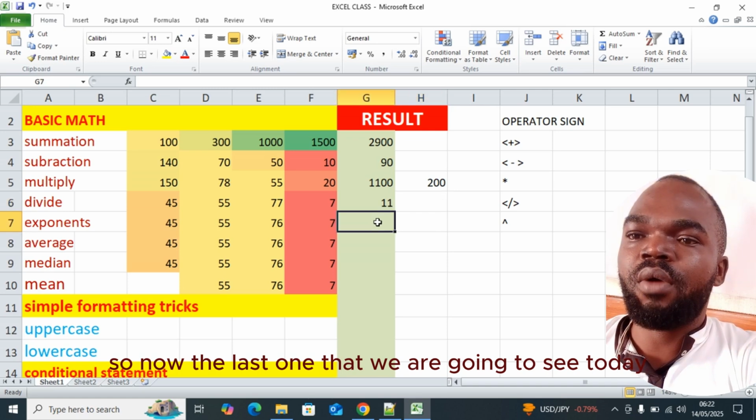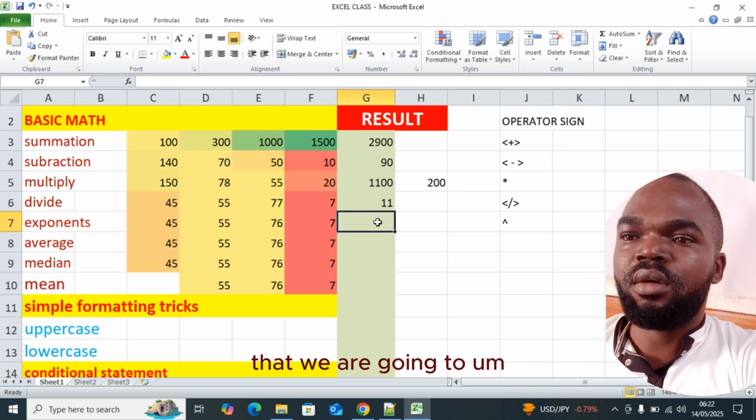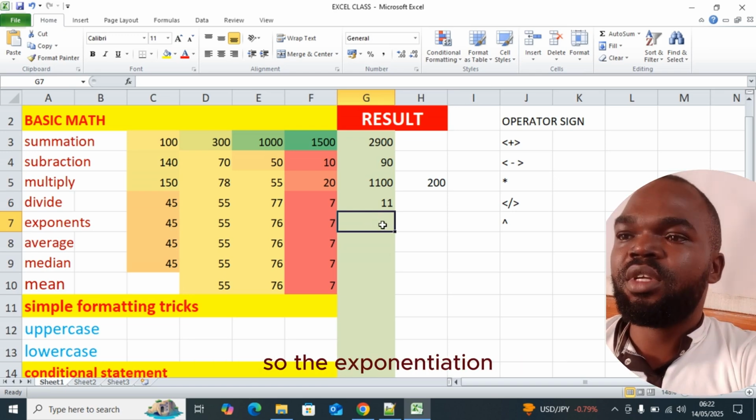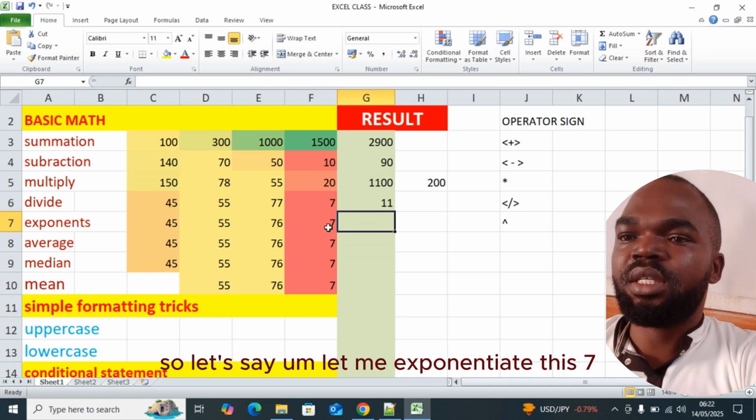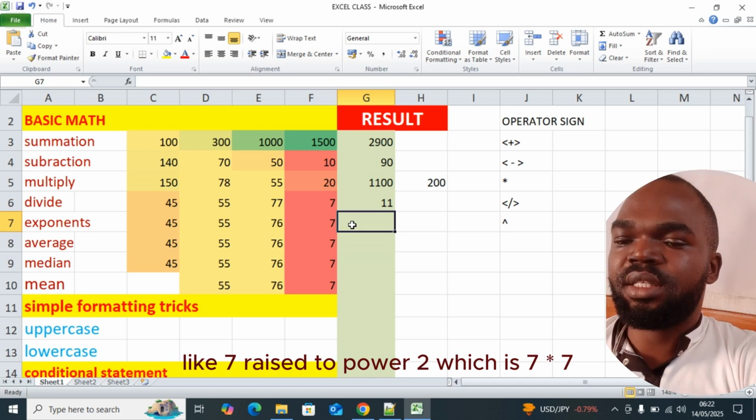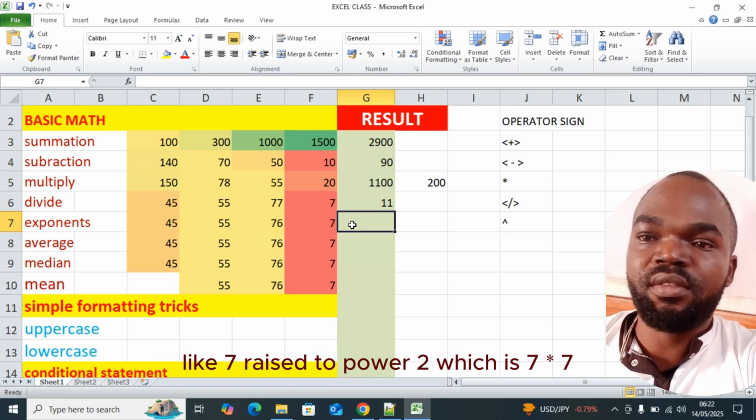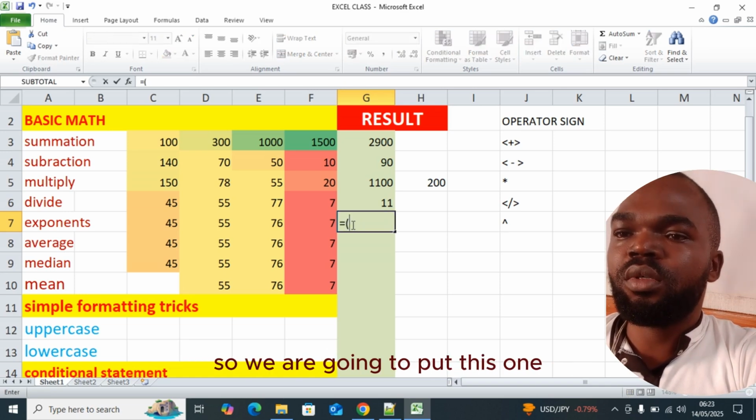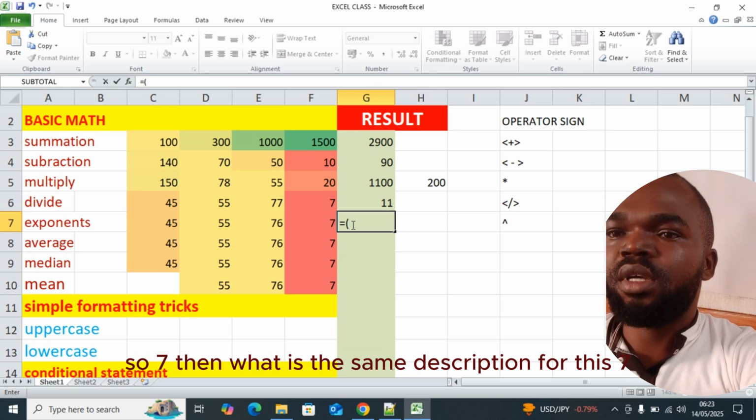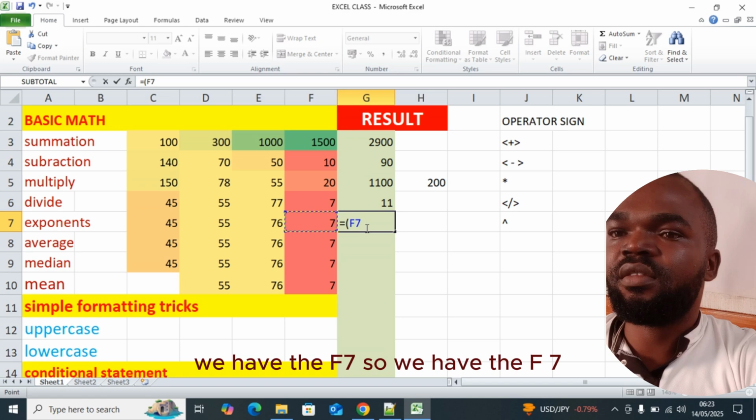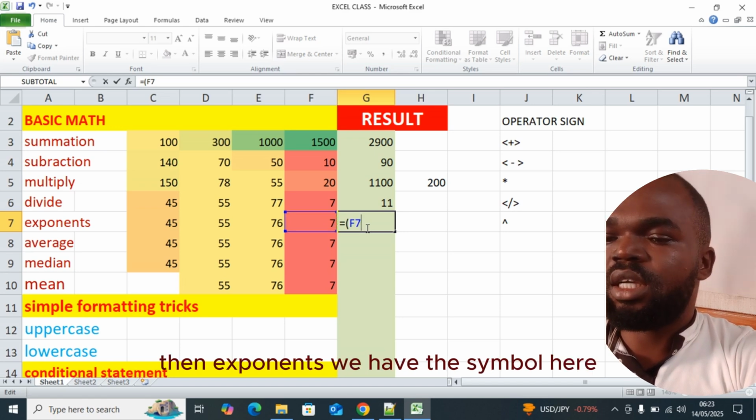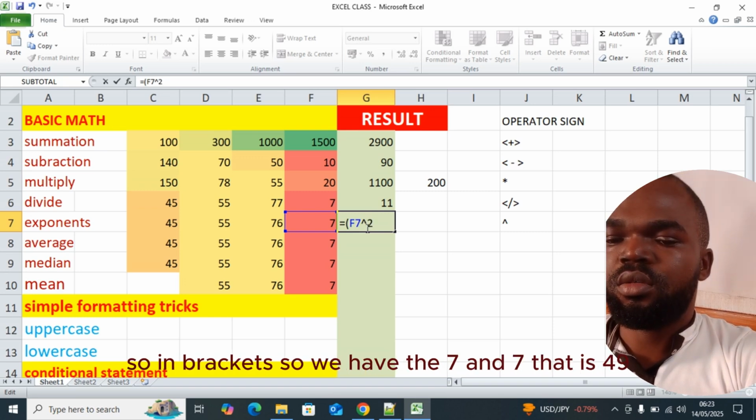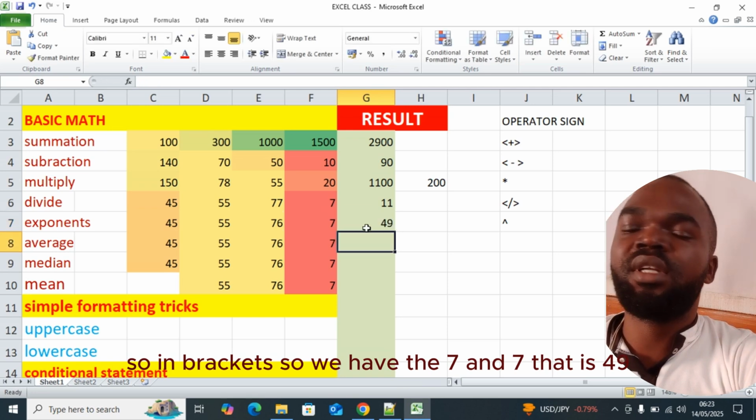So now the last one that we are going to discuss today is the exponential. So let me exponent this 7, like 7 raised to the power 2, which is 7 times 7. So let's do that. We are going to have an equal sign here. So we are going to put this one, 7. Then what is the cell description for this 7? We have the F7. Then for exponents, we have the symbol here. Then let's say we are putting it to be 2, right? So in brackets. So we have 7 times 7, that is 49.